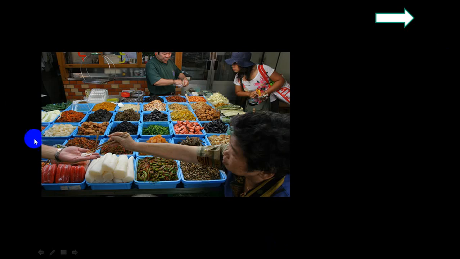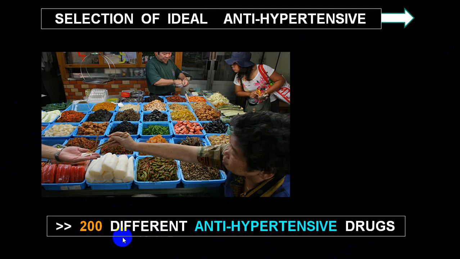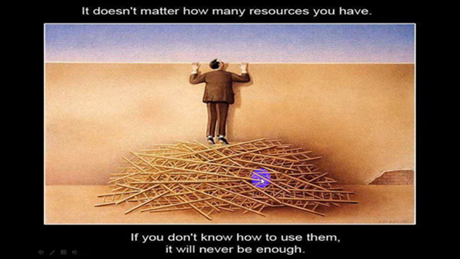When you go to the market to purchase one item but you see a lot of items, you get confused. So we also get confused, because there are more than 200 to 300 different types of antihypertensive drugs, but we have to select only one. While selecting one from 200 to 300 items, it becomes very difficult. Selecting an ideal antihypertensive becomes very, very difficult. It is the same as this person who has a lot of ladders and wants to see on that side, but doesn't utilize any one of them. He is confused. It happens when you have many resources; it becomes difficult to select. So always use the best, but select properly.